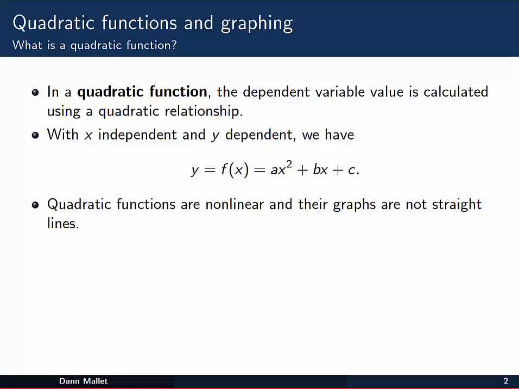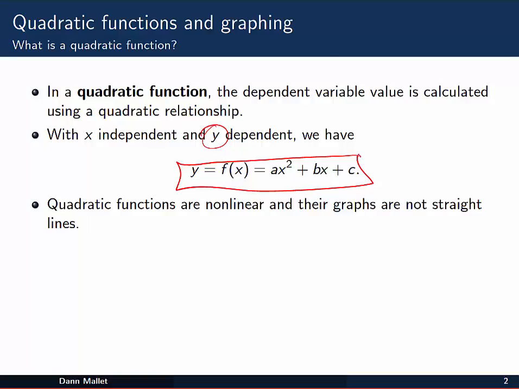In a quadratic function, the dependent variable is a variable that's calculated using a quadratic relationship or expression. So for example, with x as our independent variable and y as our dependent variable, we'd have something like this: y equal to a function of x, where that function is ax squared plus bx plus c. And a, b, and c are just constants given in the definition of that function.